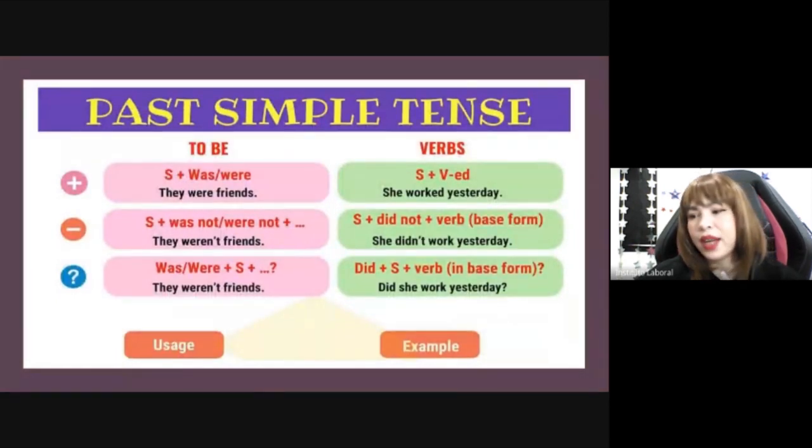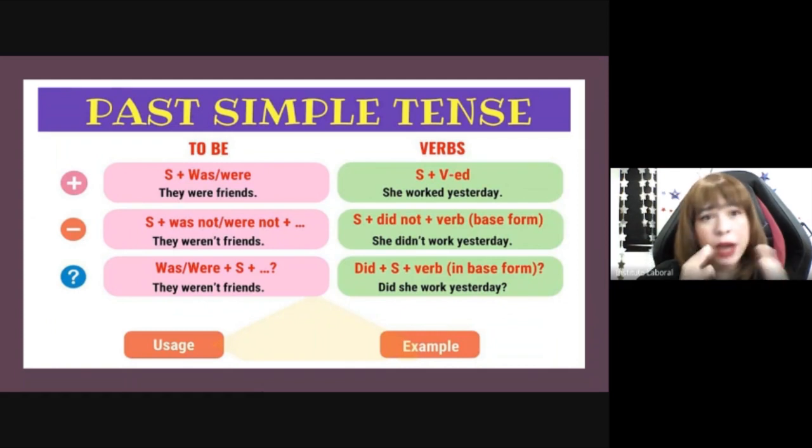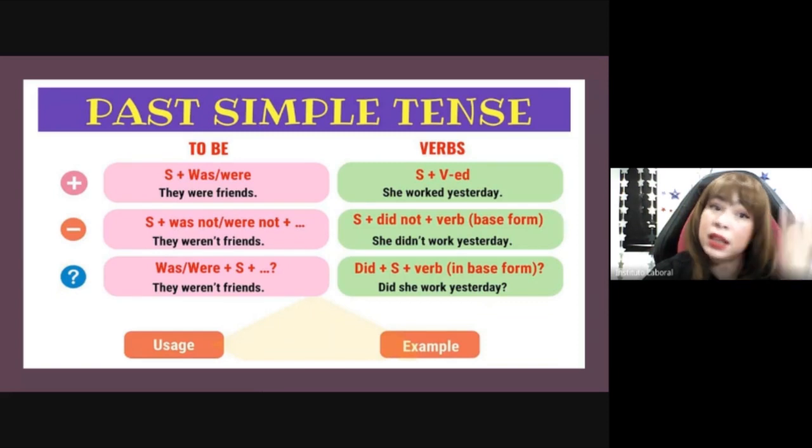Okay, so what is past tense? How do we use past tense? What is the function and the form of past tense? Those are the questions that you now have in your mind. Past tense refers to events or actions that happened in the past. That means the action starts in the past and ends in the past.